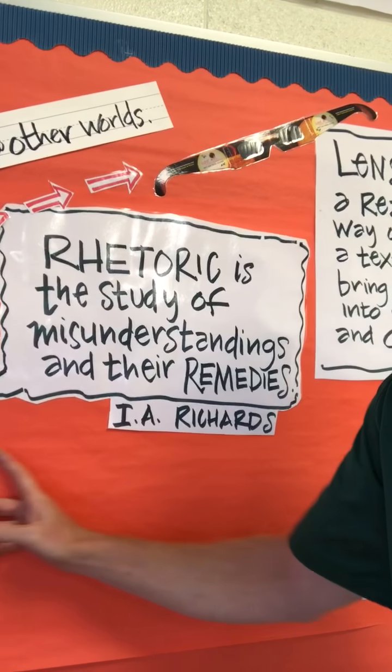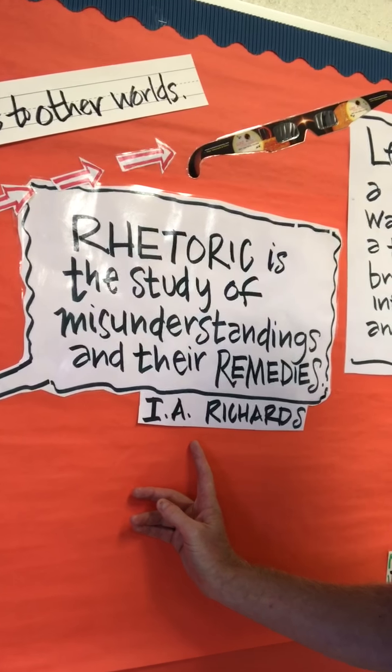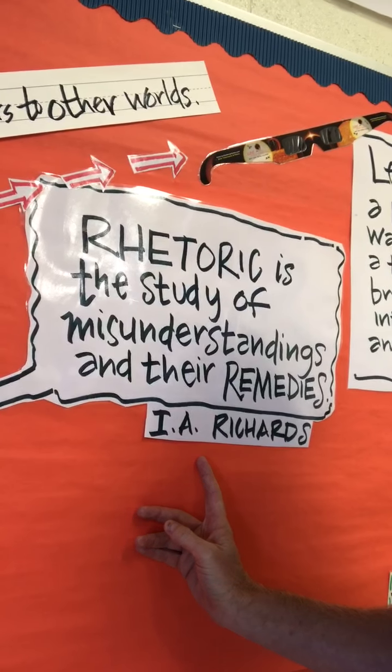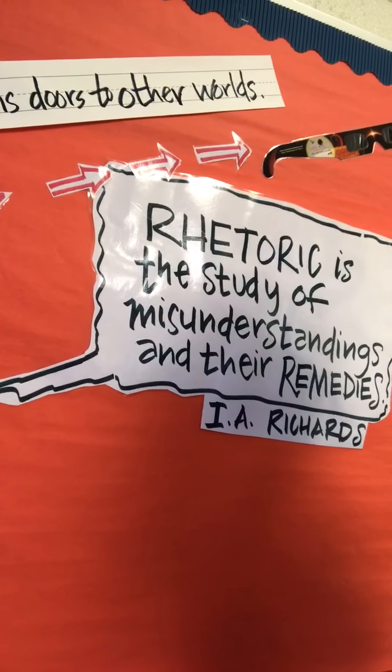I love this definition that we use in my class to understand rhetoric. I don't know who I.A. Richards is, but I love what he says about rhetoric nonetheless. Rhetoric is the study of misunderstandings and their remedies. So one of the things that we like to point out is nearly everything that we encounter in the world is a text. When you walk into the mall in the morning, that is a living, breathing text. When you walk down the hall in transition between classes, that's a text.